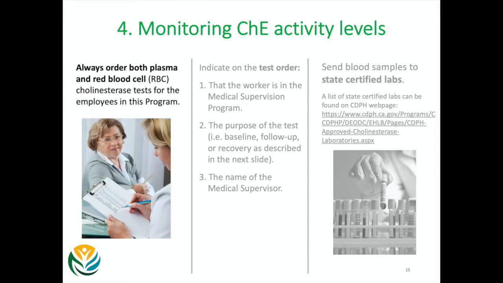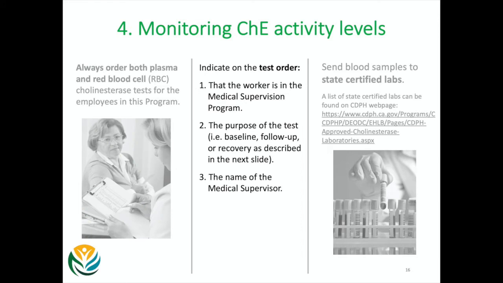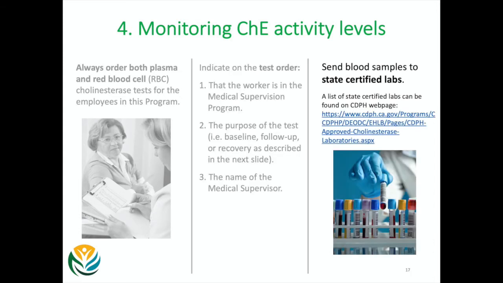Both plasma and red blood cell, or RBC, cholinesterase activity levels are required to be assayed throughout the program. The blood test order must state the worker's participation in the medical supervision program, the purpose of the test, and the name of the medical supervisor. All blood samples must be sent to one of the state-certified labs. A list of state-certified labs can be found on the following California Department of Public Health webpage.